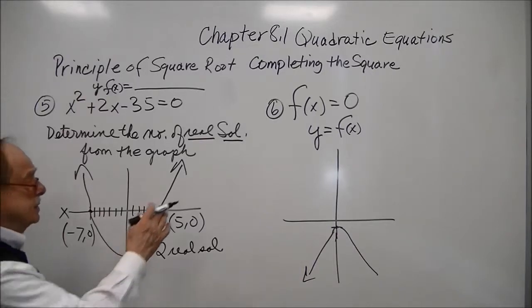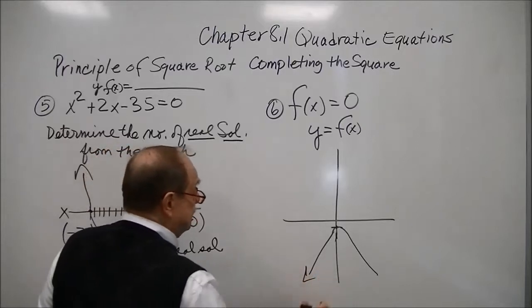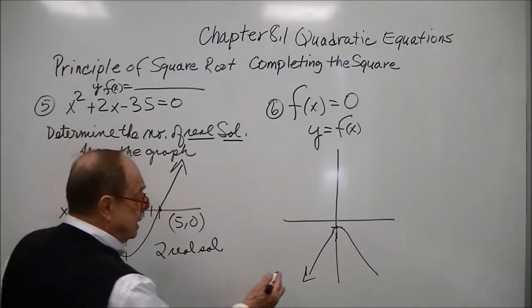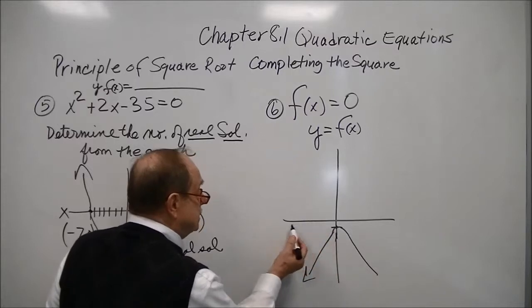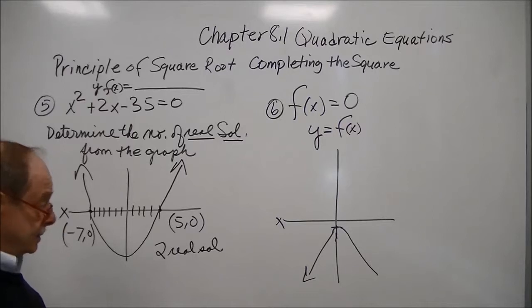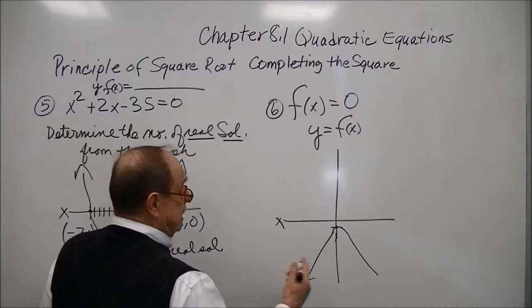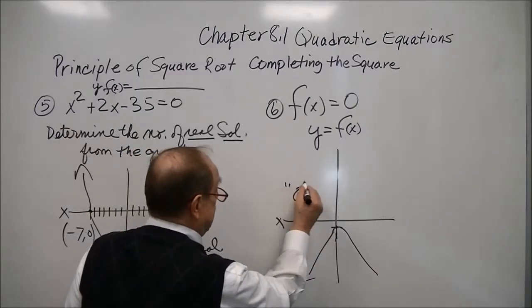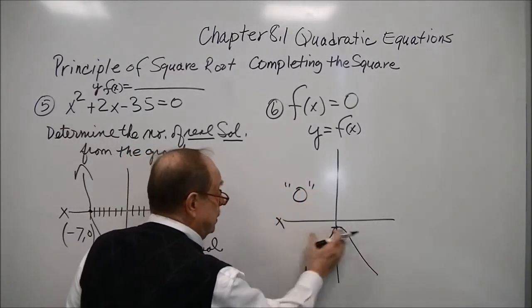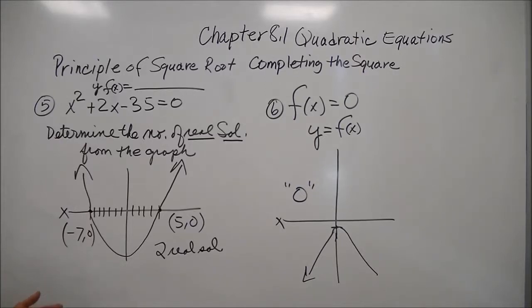Now as we look at number 6 and its graph, this is the information they give us, and this is the graph they give us. Does this parabola cross the x-axis at all? The answer is no, it doesn't. So how many real solutions does this have? The answer is 0. It doesn't have any real solutions. We'll be getting to this a little bit later toward the end of the chapter, and then in other topics as we cover Chapter 8.